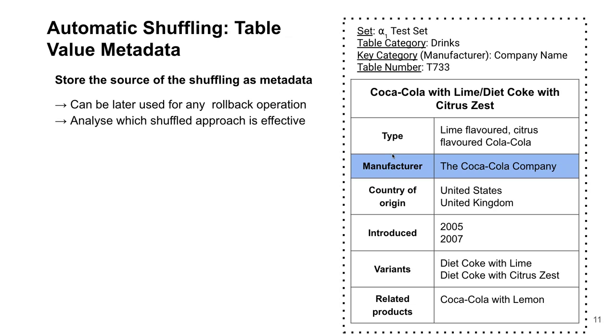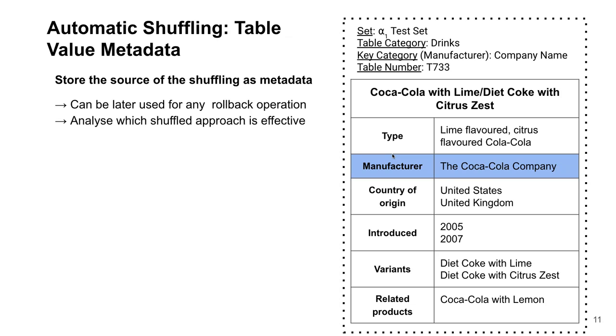So we want to do some kind of a rollback operation or something. So that's why we need this metadata of how the shuffling happened for each row, each value in a table. So we store that. And it's also important to analyze if this kind of shuffling is effective. For example, shuffling from a different data set is much better than shuffling from the same data set. For example, alpha 1 versus train set, or shuffling from the same table versus shuffling from a different table, which one is more effective. So we can use this metadata also to analyze which ways of doing things are more effective.